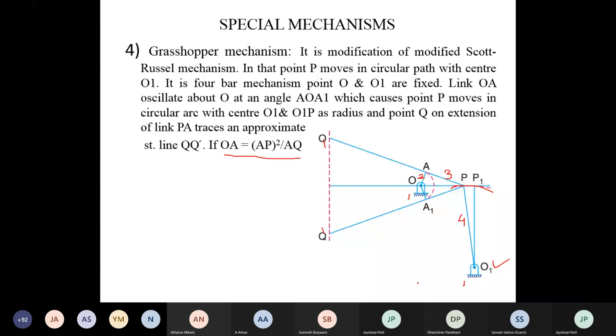Yes, sir. Now this is a very important mechanism from your exam point of view. Grasshopper mechanism. All of you draw this figure. Don't write description. Write down the heading grasshopper mechanism. Draw this figure and write down the length of OA is equal to AP square upon AQ.